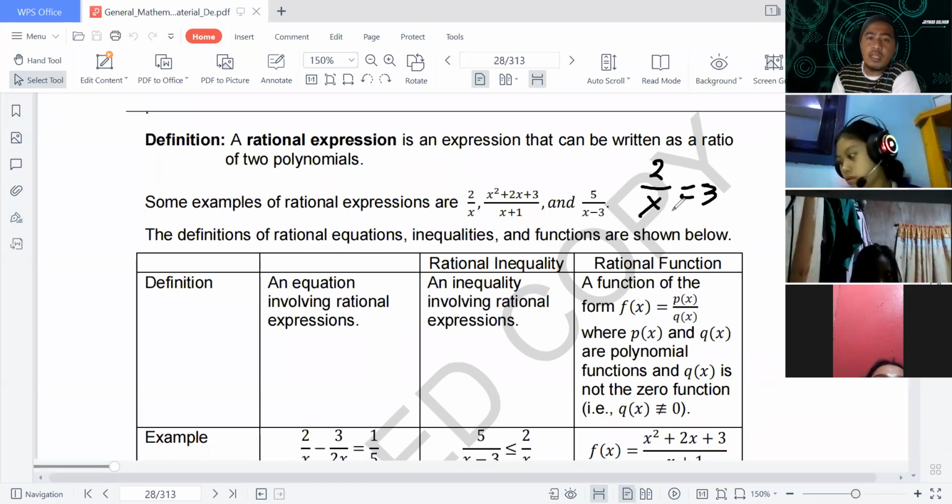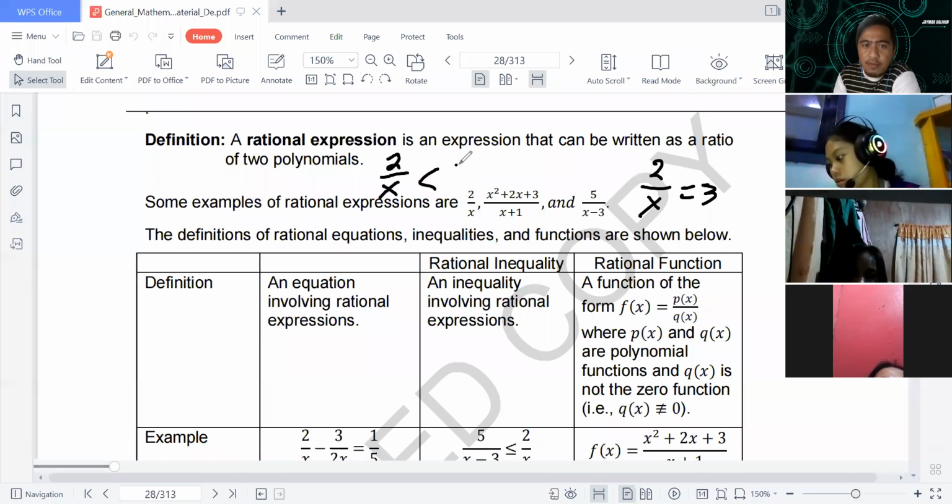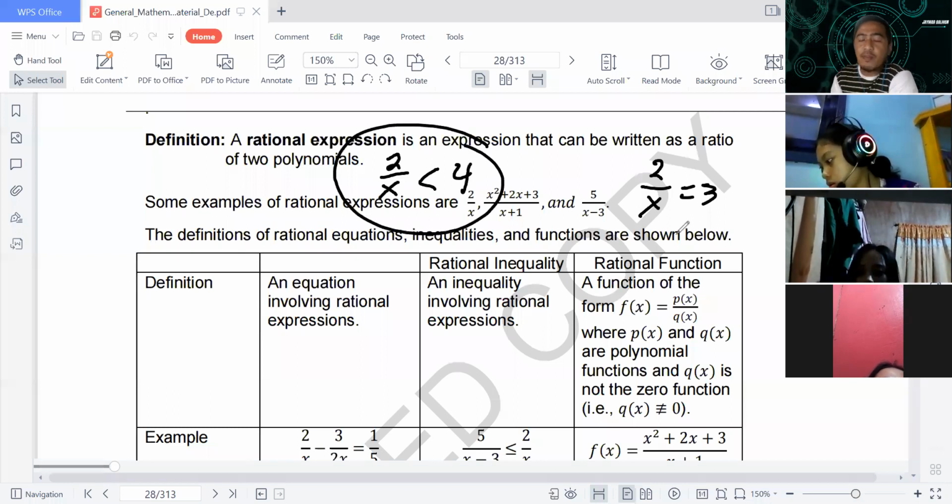And how will we know that it is a rational inequality? Of course, it will involve a rational expression and it will involve inequality. What are those inequalities? Less than, greater than, or not equal. Example, you have 2 over x less than 4. This is an example of a rational inequality. It involves a rational expression here and it involves inequality. So in general, it will be called a rational inequality.